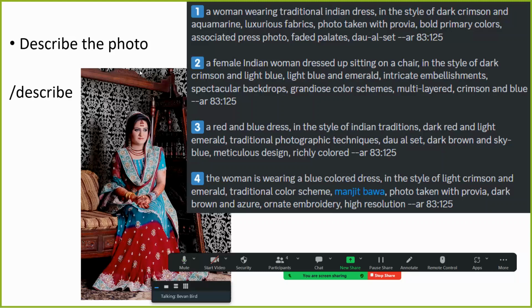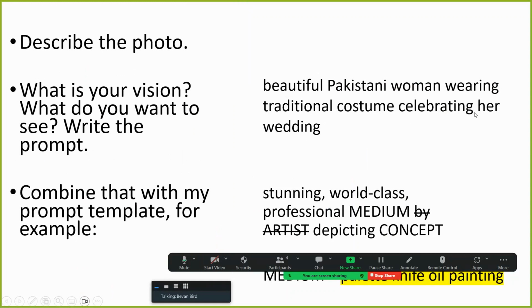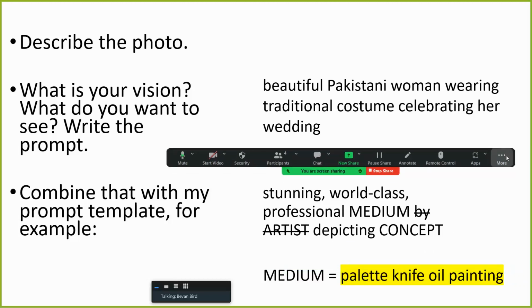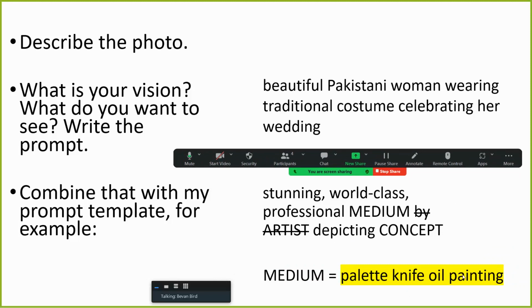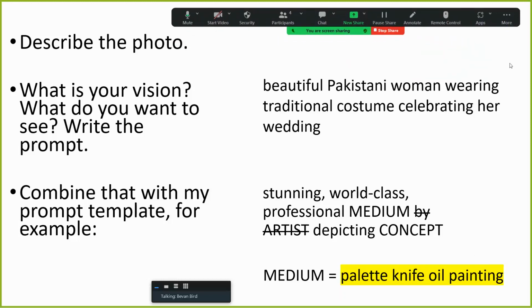And I didn't start that way. I started by writing this prompt here. And you can combine your description of what you want to see with my template, like stunning, world-class, professional, medium, depicting the concept. And the medium, what I said is palette knife oil painting. Okay, but you could say anything you want, like painting, photo, illustration, that kind of thing. If you want to say by an artist, you can do that. And you can put as many artists as you want. I just say artist 1 plus artist 2 plus artist 3, etc. Or just pick one artist, like Vincent van Gogh.